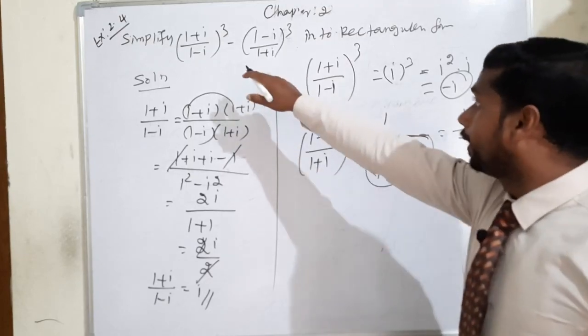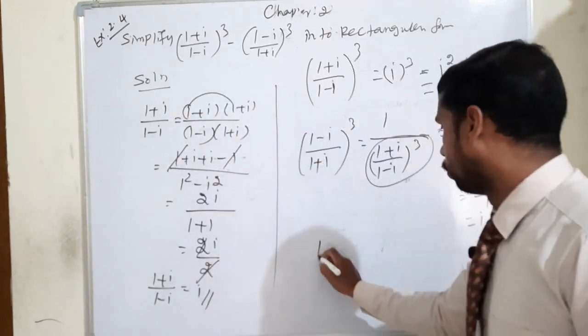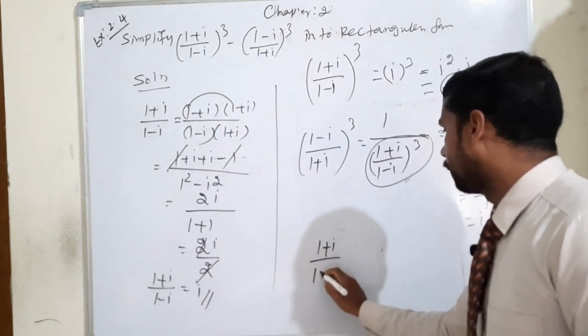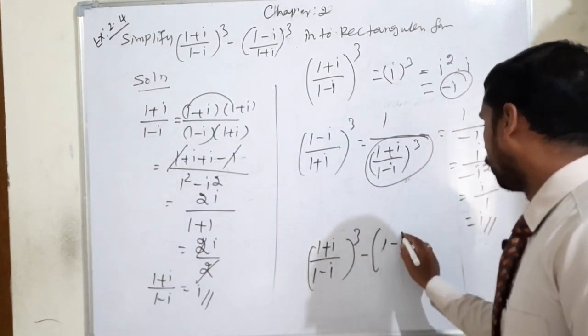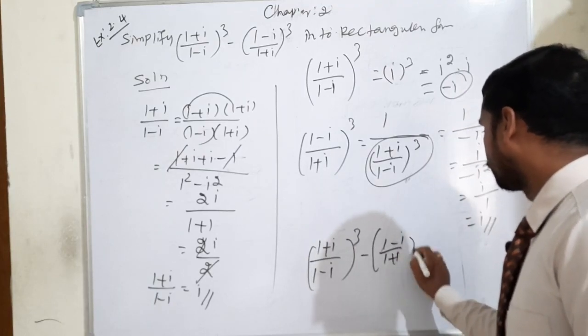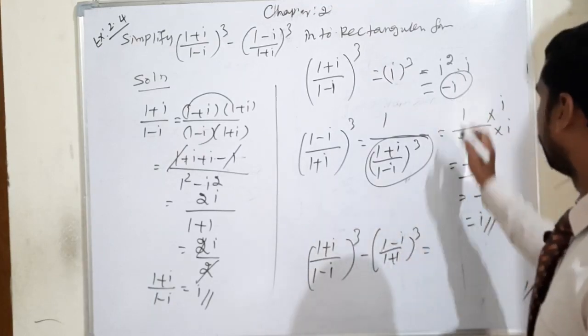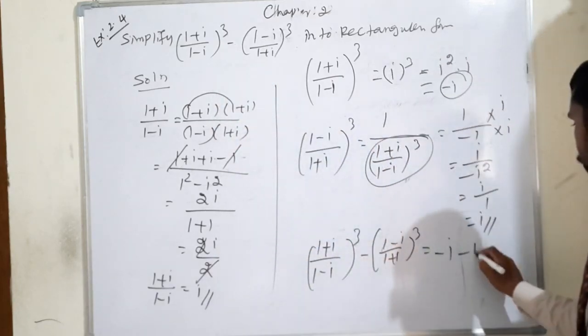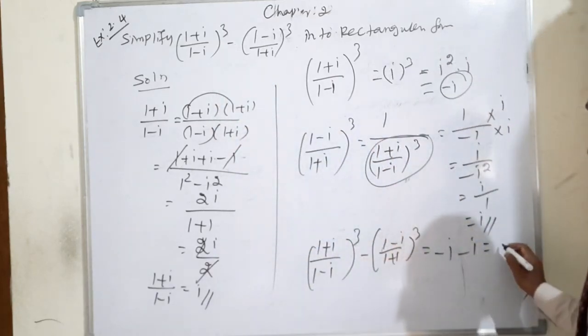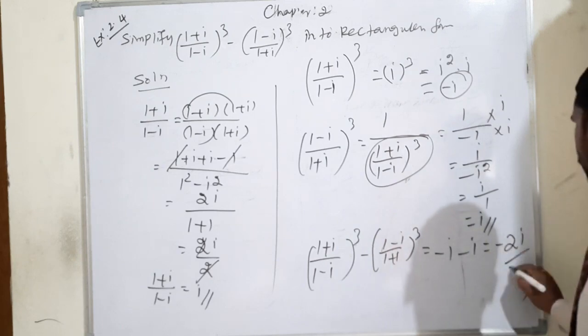Then what we actually need in the final step is (1 plus i divided by 1 minus i) the whole cube minus (1 minus i divided by 1 plus i) the whole cube. The first one gives minus i as the answer, and there is a common minus, so minus here also i is there. Therefore minus i plus minus i means minus 2i. That is our final answer.